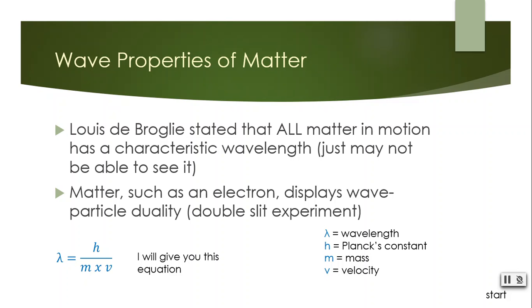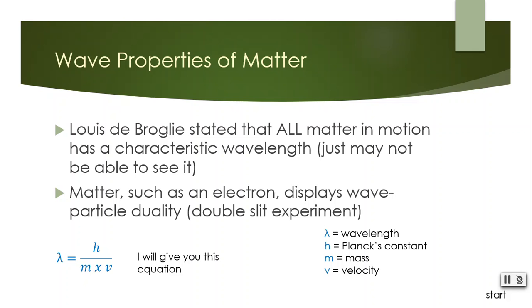So, from the double slit experiment that was discussed in the previous video, along with information from the photoelectric effect that we talked about towards the beginning of this chapter, Louis de Broglie was able to derive an equation that related that all matter has a characteristic wavelength. You just may not be able to see it based upon its properties.